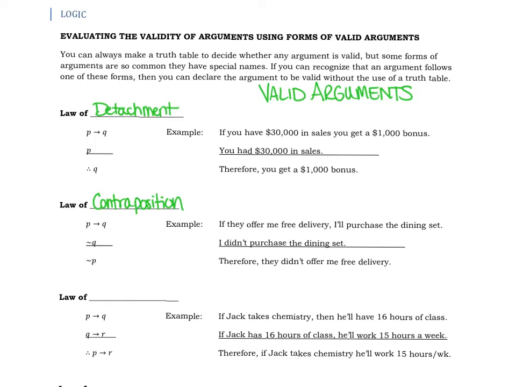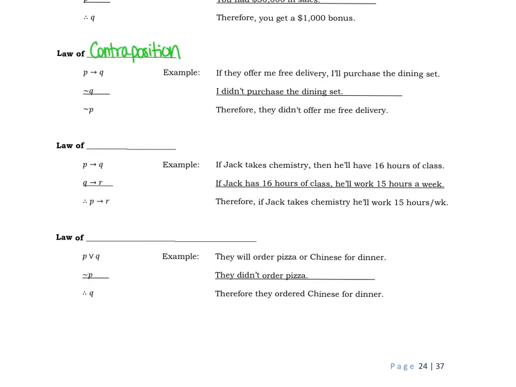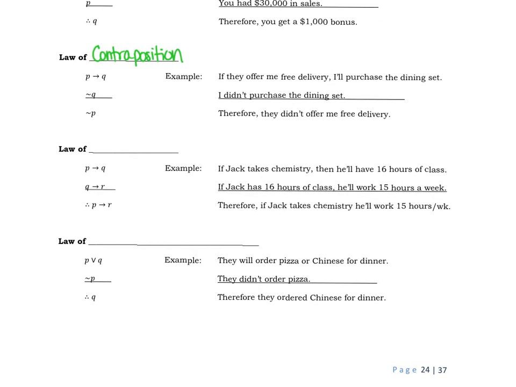So for example, if they offer me free delivery, I'll purchase the dining set. I didn't purchase the dining set. Therefore, why not? Well, they didn't offer me free delivery. That was the condition under which I would purchase the set. They didn't offer the free delivery.